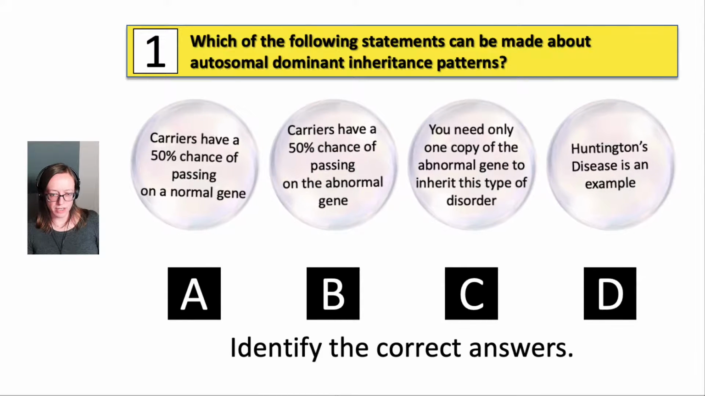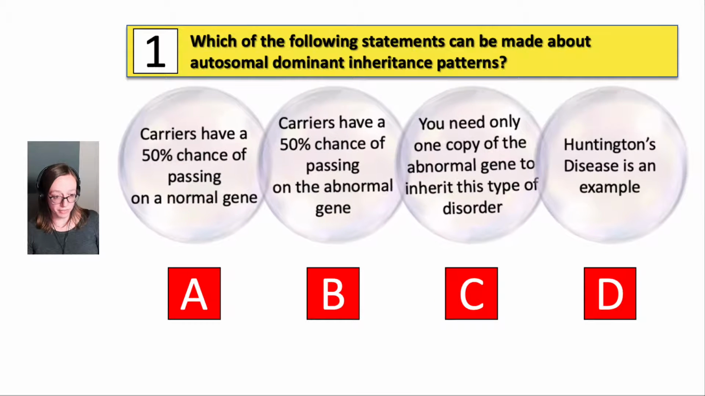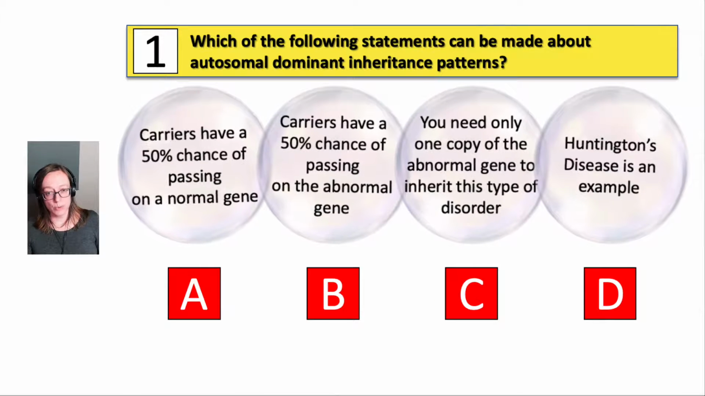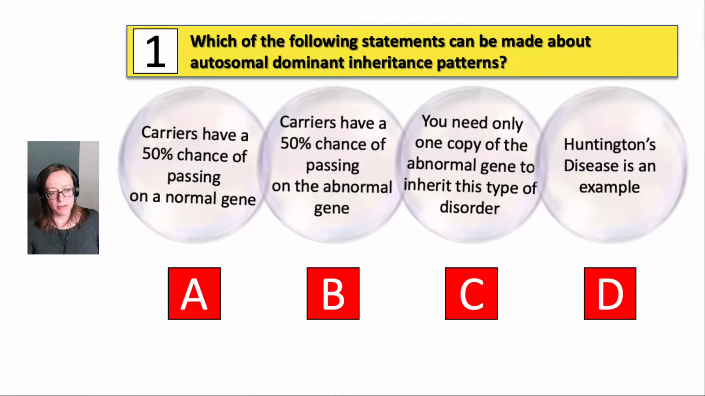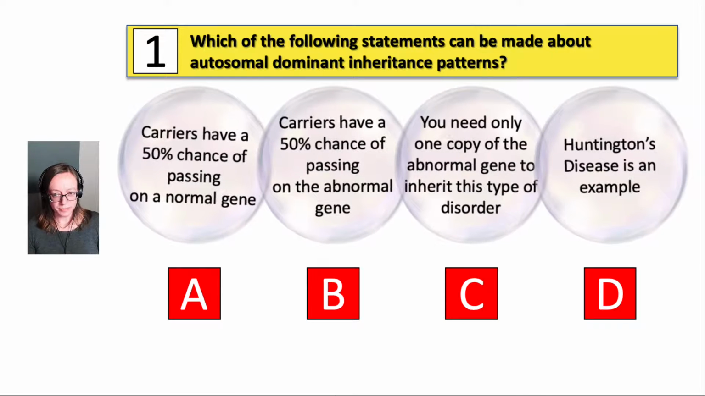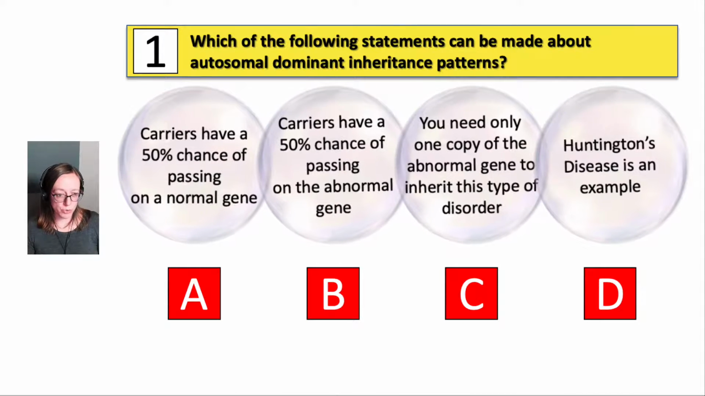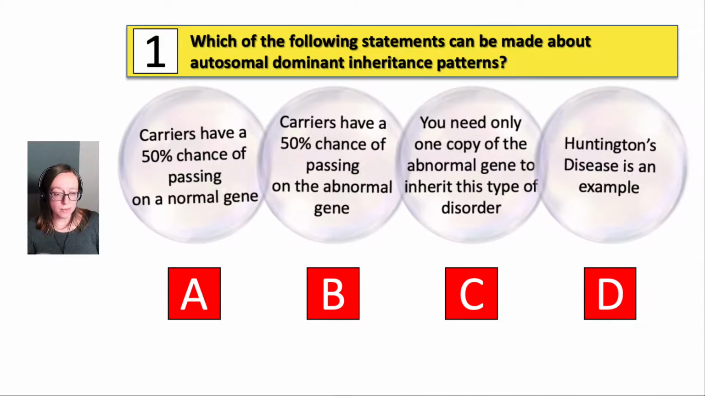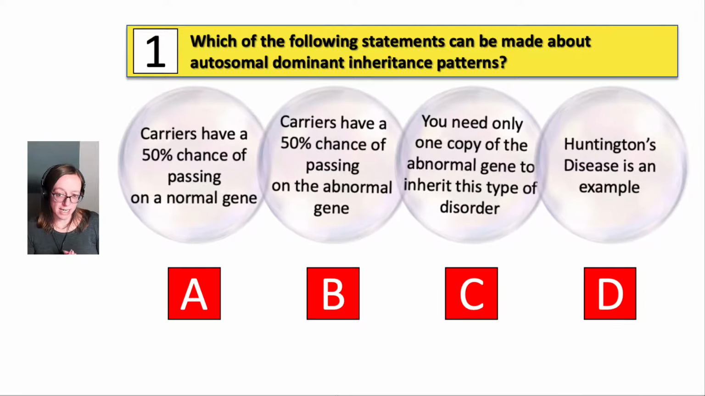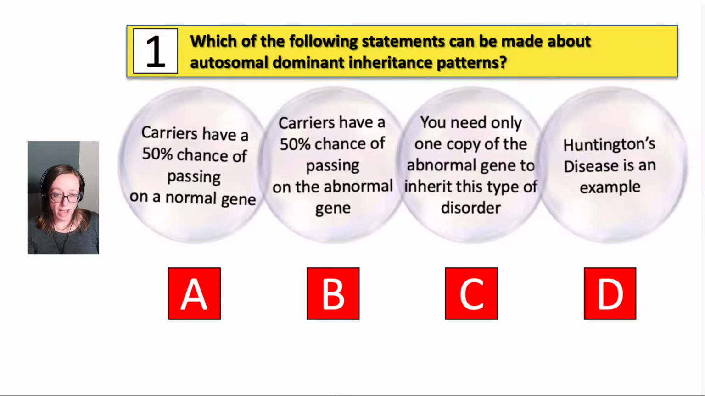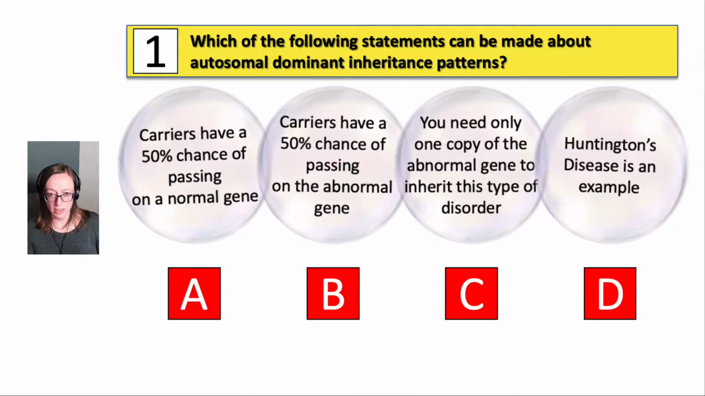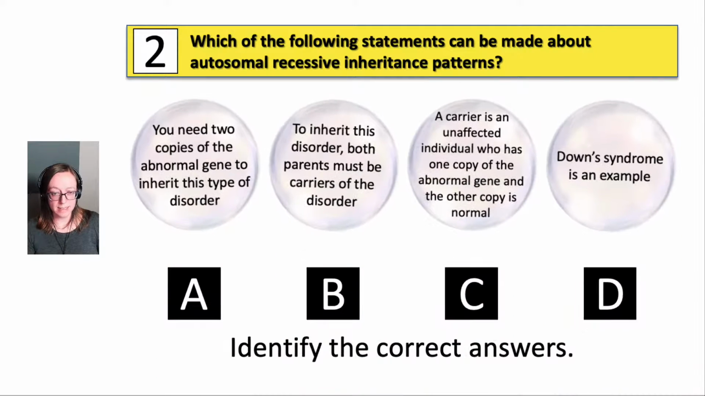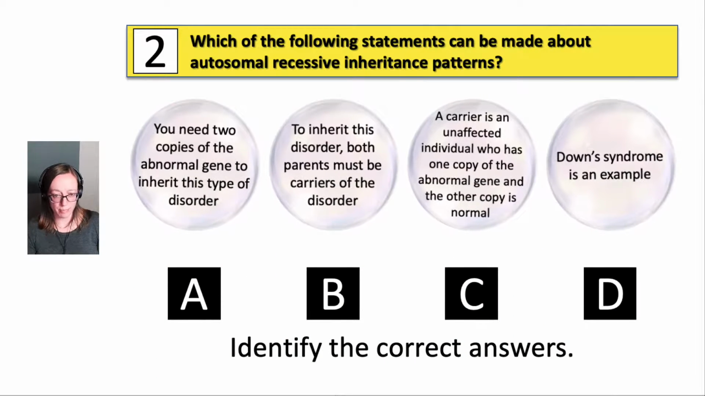Okay, I shall reveal the answers. So it's actually all of them. Huntington's disease is an autosomal dominant inherited disease. That means that if a parent is a carrier, then they have a 50% chance of passing on a normal gene and a 50% chance of passing on an abnormal gene. And you only need 1 copy of this abnormal gene to inherit this type of disorder. So you only need 1 parent to be a carrier for there to be a chance of passing on the disorder. Okay, so the next question then is about autosomal recessive inheritance patterns.